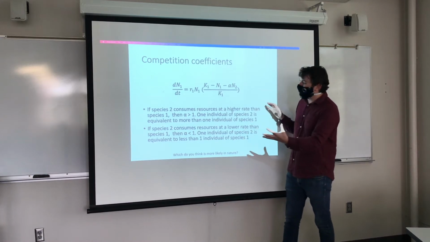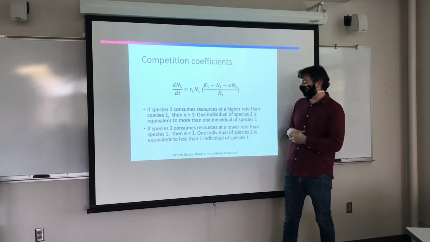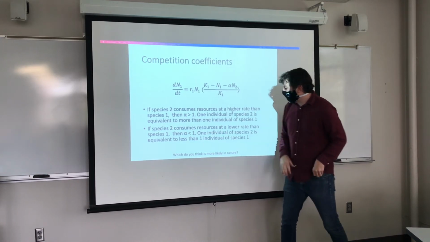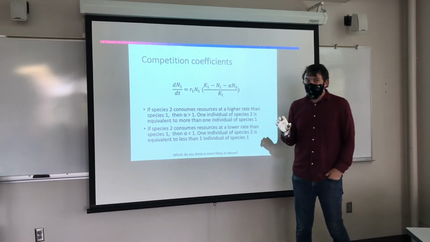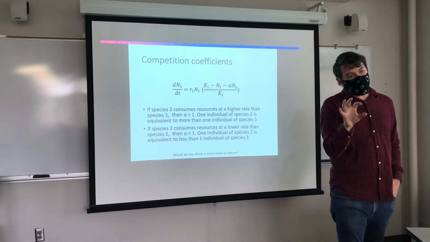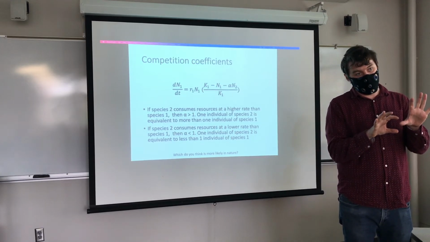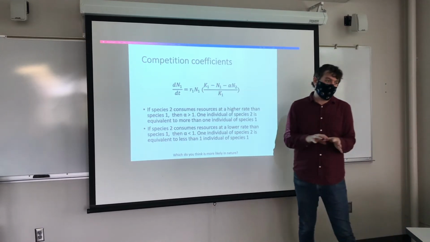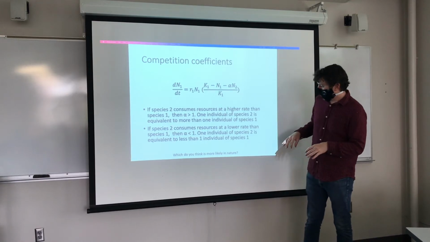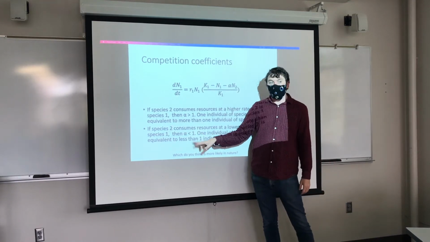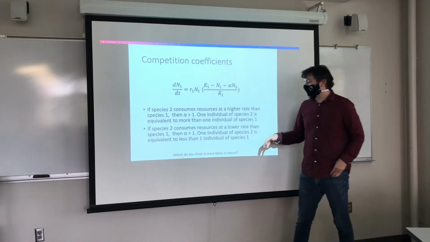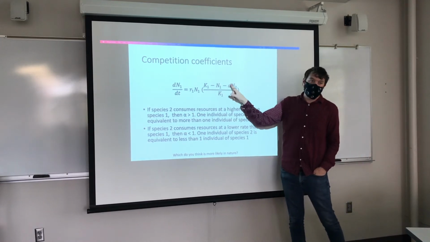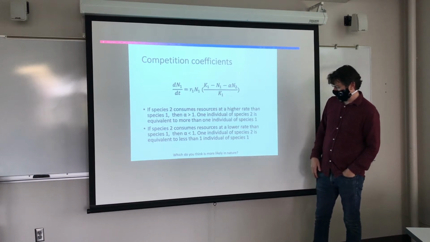So a bigger bodied individual might take up more resources. But if species 2 consumes resources at a lower rate than species 1, or consumes only some of the resources that species 1 needs, then it's not going to have a big effect. So alpha is going to be less than 1. There's still going to be an effect because there are lots of species coexisting, but maybe not as big an effect as if they were individuals of the same species.